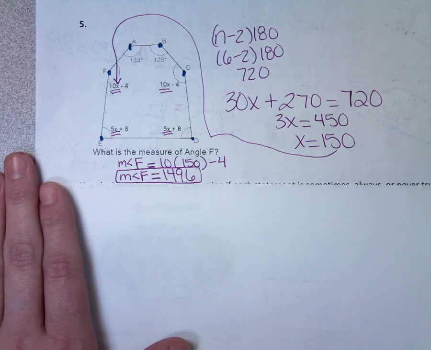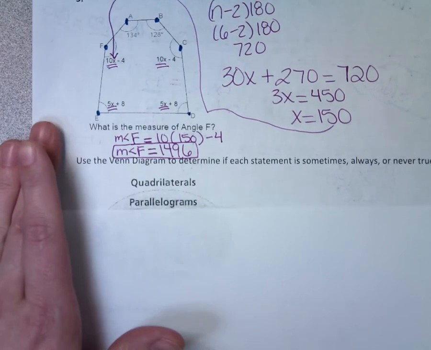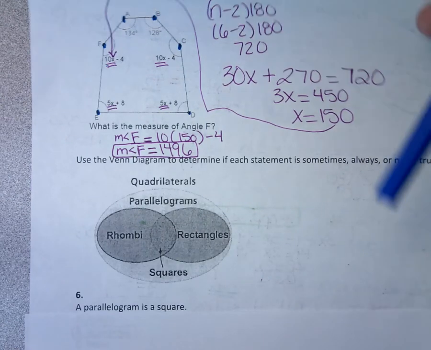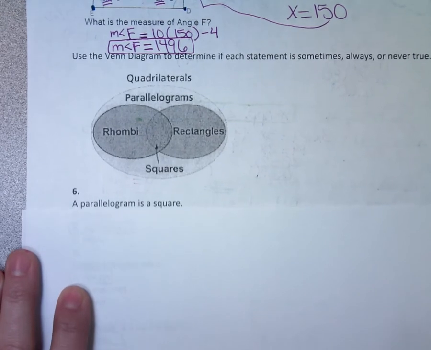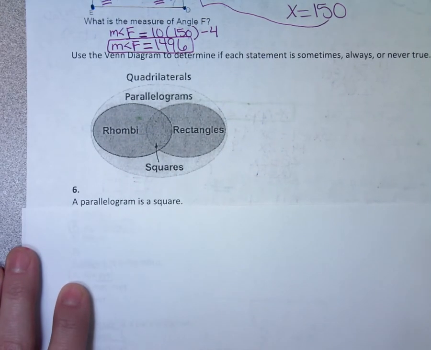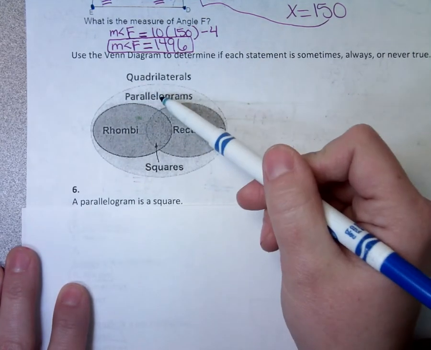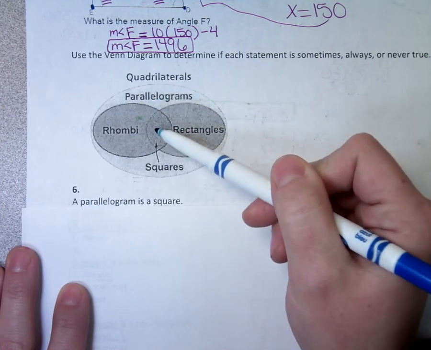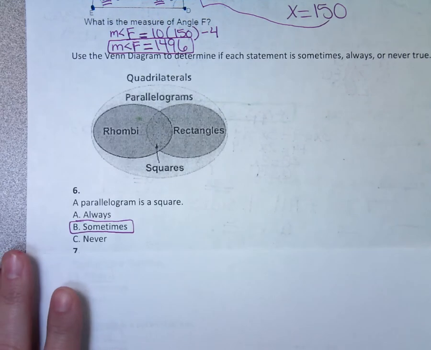Okay, next problem is a Venn diagram, and I'm trying to figure out about sometimes, always, or never. Number 6 says, a parallelogram is a square. Well, a parallelogram can be a rhombus, a parallelogram can be a rectangle, a parallelogram can be a square, so that would be sometimes.